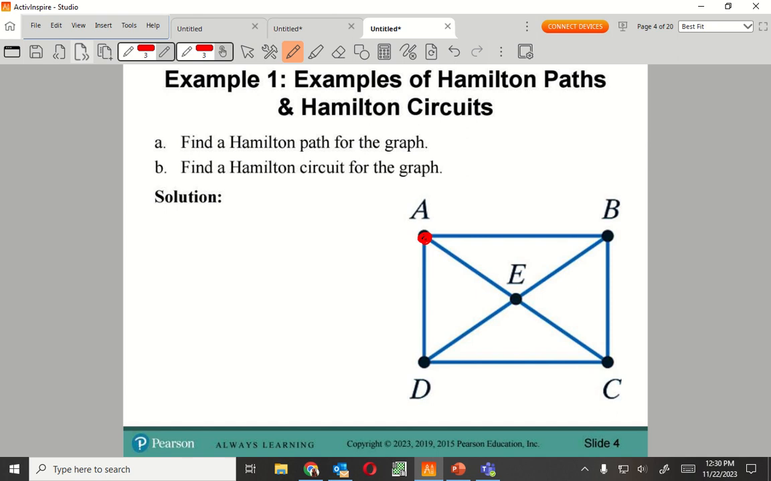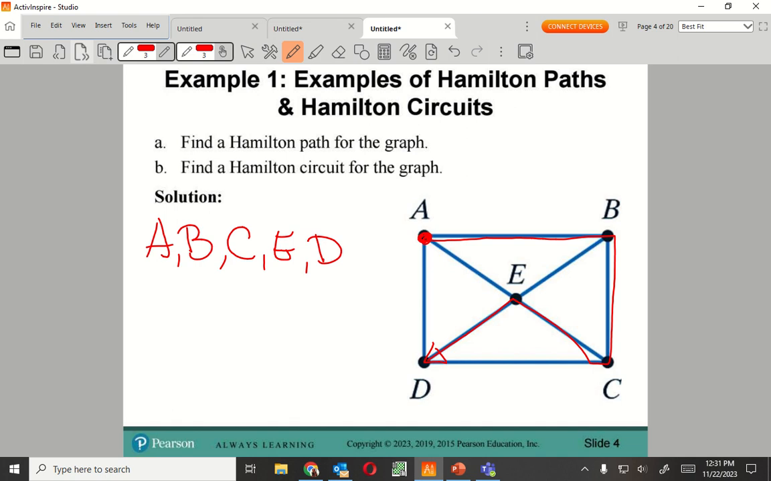Okay. So we're starting at A. If this is a path, do I end at A? Say no. I don't end at A. I can end anywhere. But I'm going to do a path. So I'm going to go A, B, C, E, D. A, B, C, E, and D. I go to all the locations.